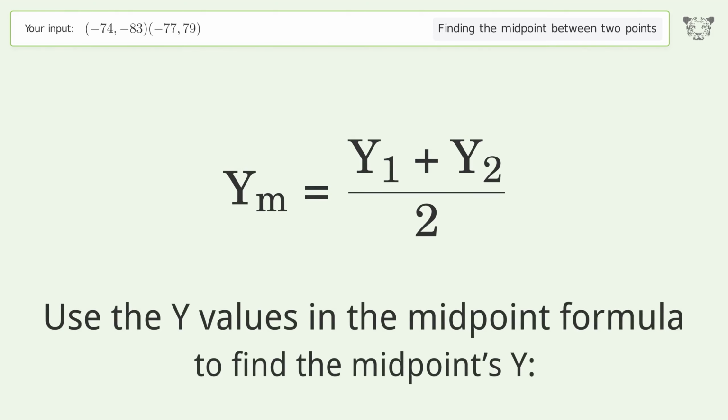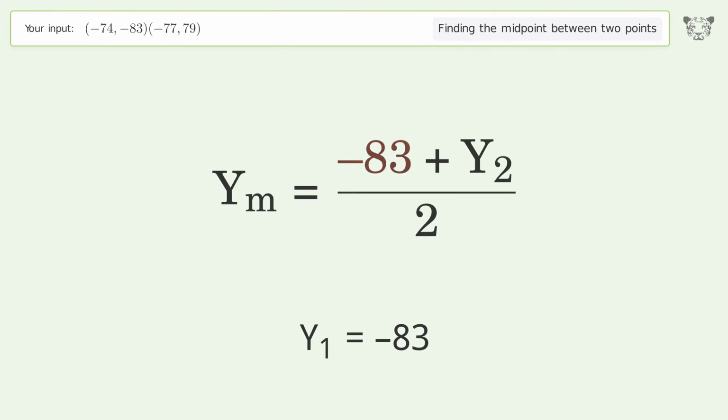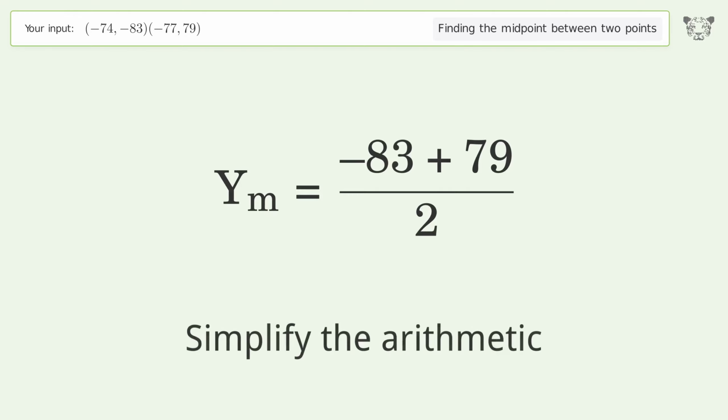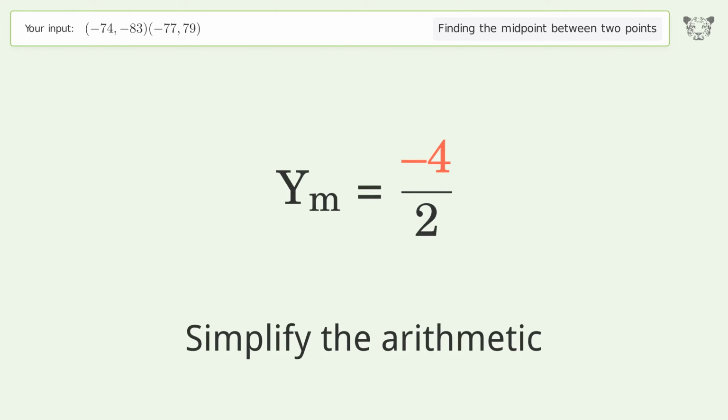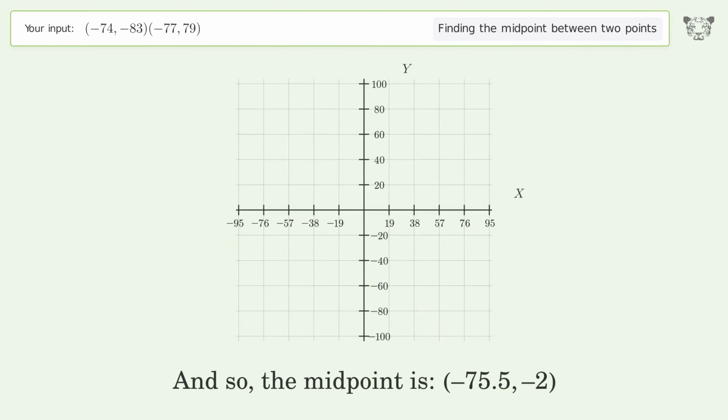Use the y values in the midpoint formula to find the midpoint's y. y1 equals -83. y2 equals 79. Simplify the arithmetic. And so, the midpoint is -75.5, -2.